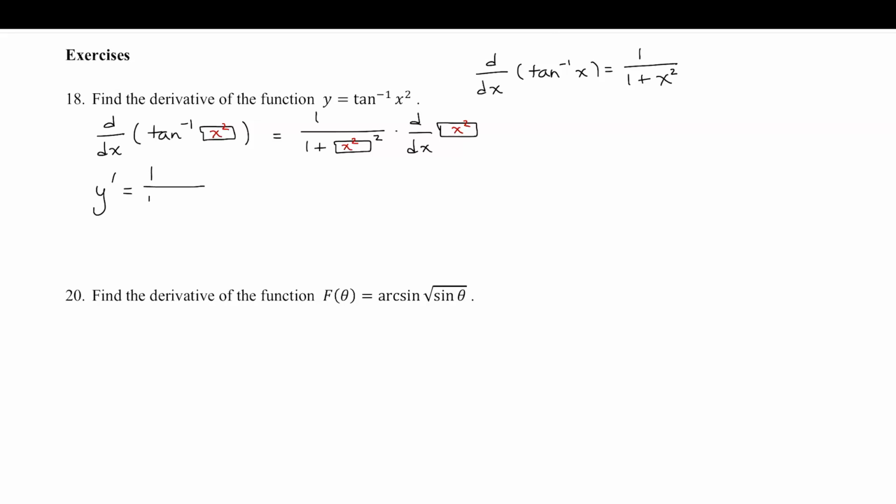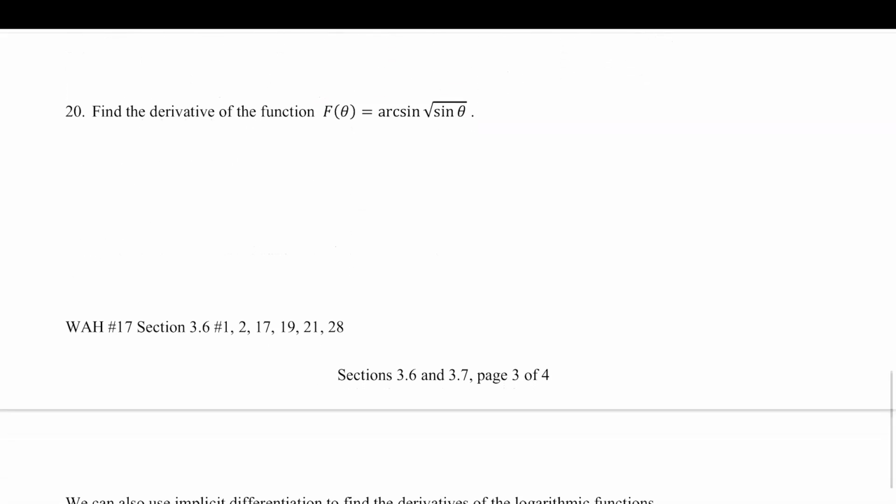x. Okay, so y prime, or dy dx, is 1 over 1 plus x to the fourth, that's x squared squared, times the derivative of x squared, which is 2x, and often the way we write this is 2x over 1 plus x to the fourth. Now make sure that you realize you cannot simplify. You cannot break that fraction up into 2x over 1 plus 2x over x to the fourth. That's bad algebra.